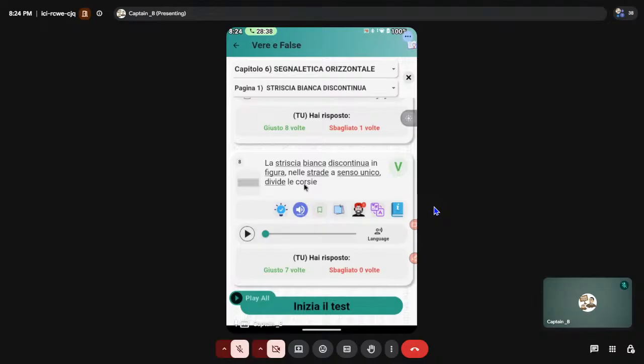Yes, absolutely. It divides the corsie. And the road is now corsia 1, corsia 2, lane 1, lane 2.